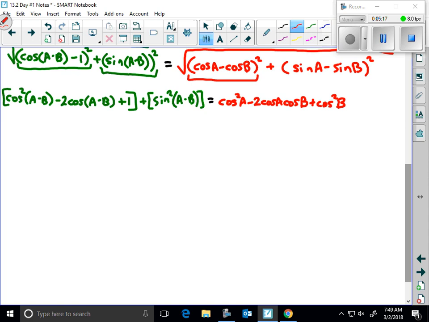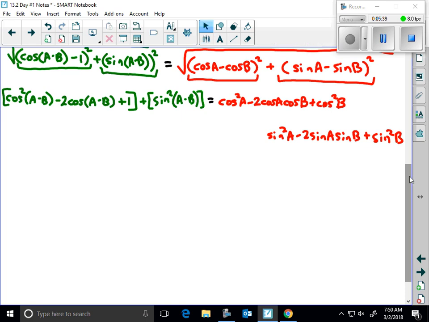Okay, let's keep going. Let's do the same thing with sine, and nicely it's going to line up very well with what we just did with the cosine, except it'll be a sine value. So it'll be sine squared A minus 2 sine A sine B plus sine squared B. Okay, so I know that these two are equivalent, right? This whole side I kind of had to compact into 2 lines, but that's okay.